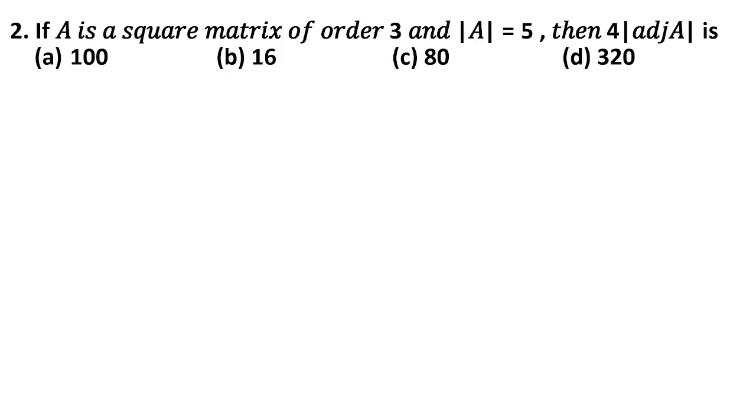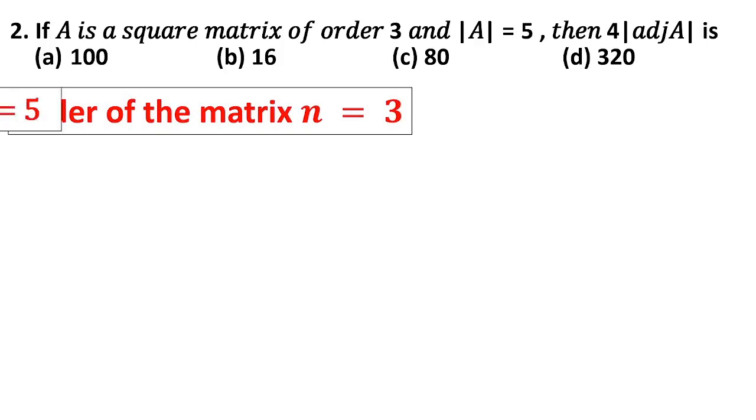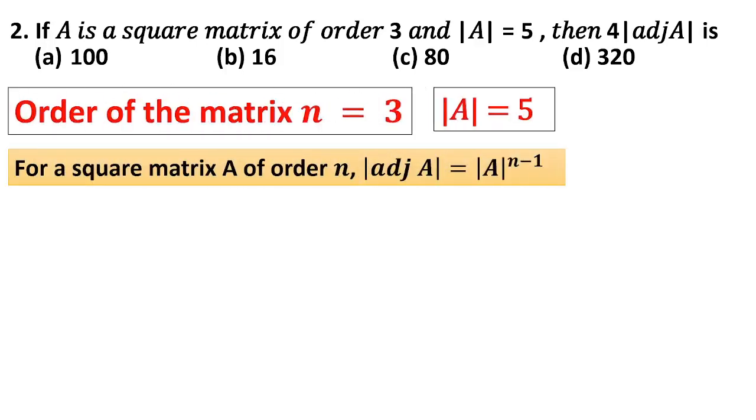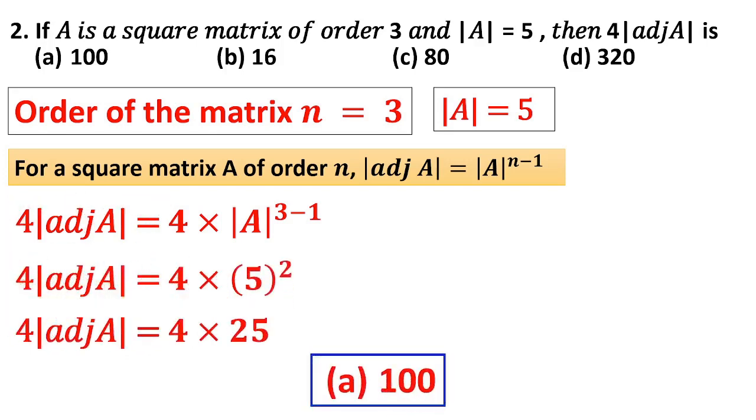Question number 2. If A is a square matrix of order 3 and determinant A is equal to 5, then 4 into determinant adjoint A. Order of the matrix is n, which is 3. Determinant A is 5 given in the question. For a square matrix A of order n, the formula is determinant of adjoint A is determinant A power n minus 1. So 4 into determinant adjoint A is 4 into determinant A power 3 minus 1, which is 4 into 25, and the answer is 100. Option A.